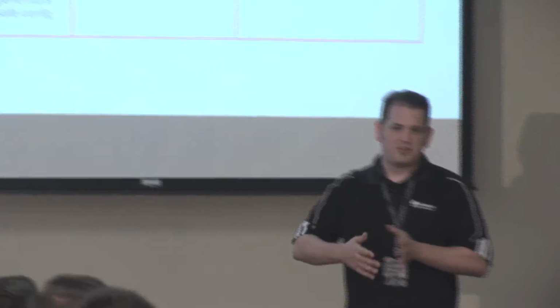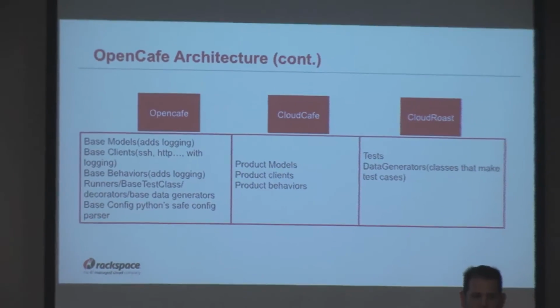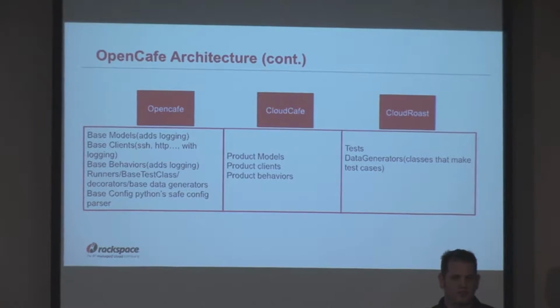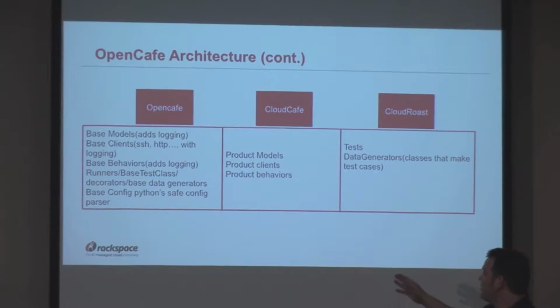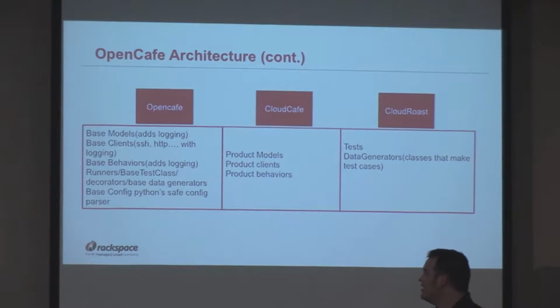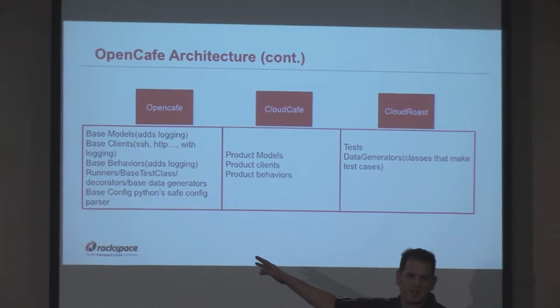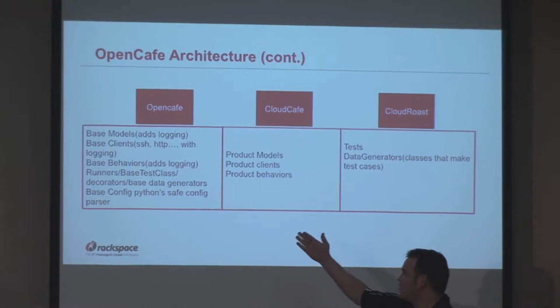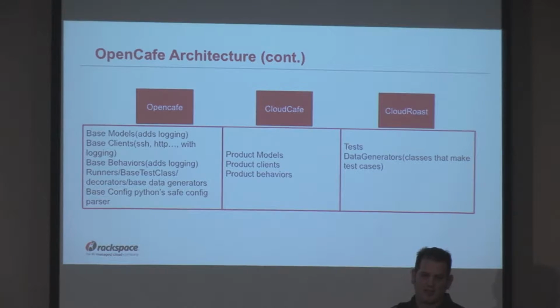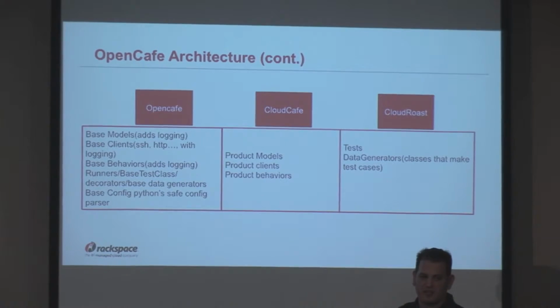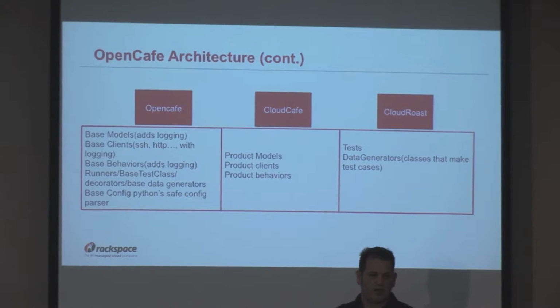Okay, on top of those abstractions for building the tests, OpenCafe is designed to be used by several different cafes, essentially. So OpenCafe is the engine. It contains all of your base models, base clients. It has a plugin architecture if you would like to add more base clients. For instance, you need to connect to your MongoDB. It doesn't come with OpenCafe. So you write a plugin for it, and now you can write a client that connects to your Mongo database.